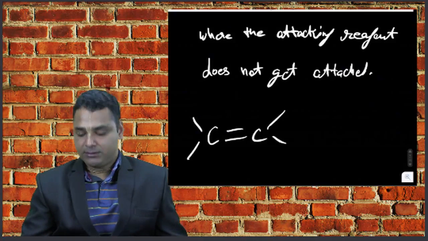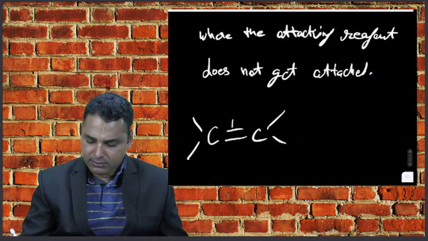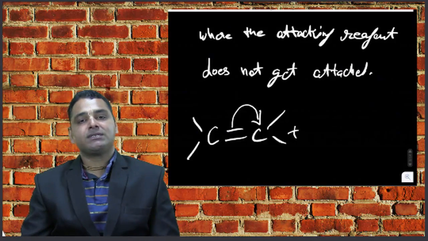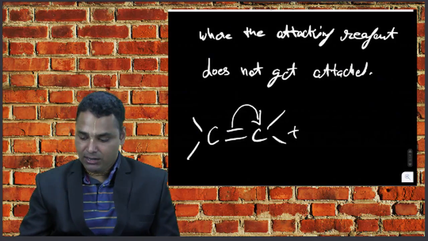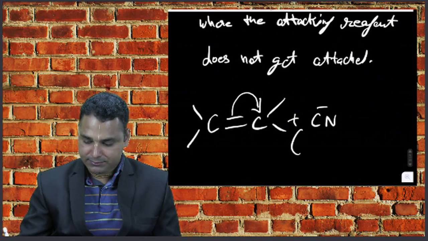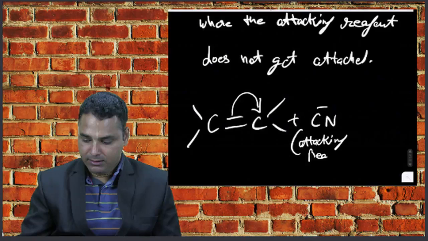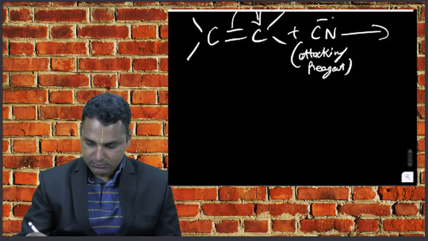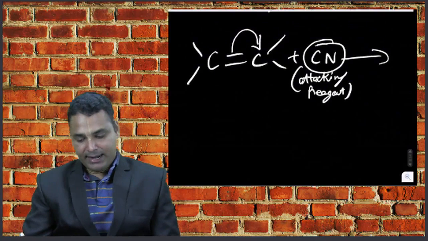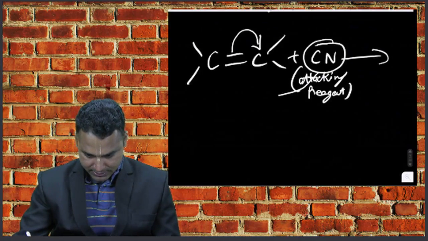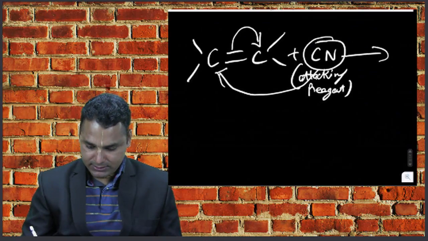This double bond broke up, and now the same carbon atom is getting the electrons. Earlier it was H plus, which was the attacking reagent. Now it is cyanide. Okay, this is the attacking reagent. Now the final product would be like this: this CN will not get attached to this carbon atom which is getting the electrons, but it is getting attached to the other carbon atom.